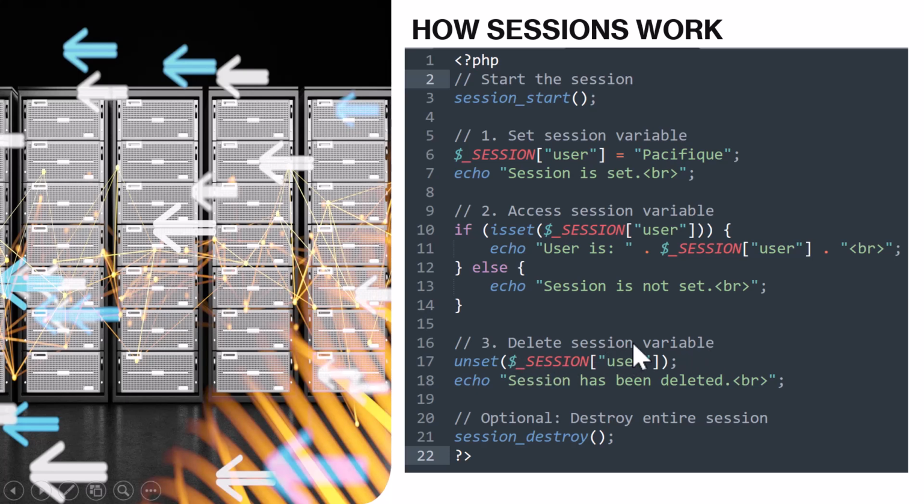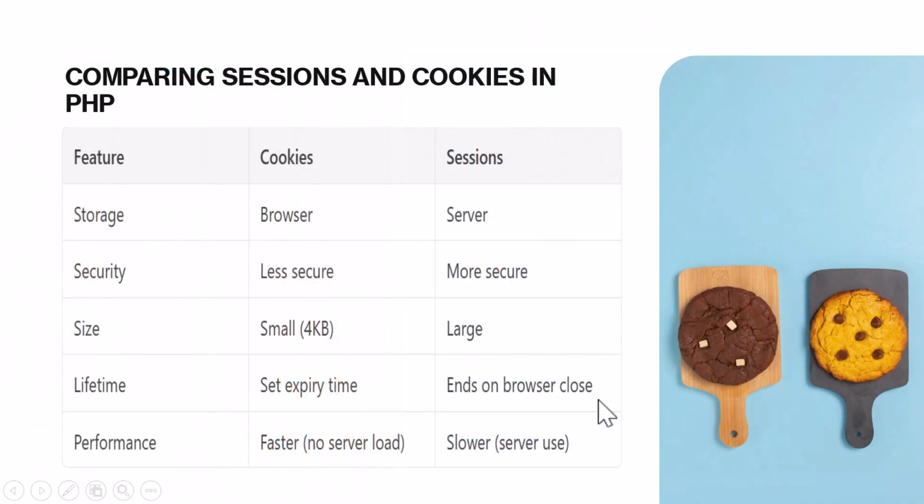To delete a session, we simply use unset. So if we use unset $_SESSION with the variable, automatically the session will be deleted. So this unset is used when you want to delete one session variable, but this session_destroy will delete all session variables. Now let us compare session and cookies in PHP.